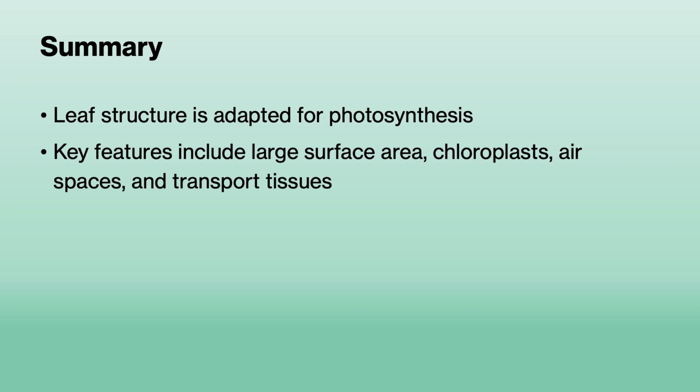In conclusion, the structure of a leaf is well adapted for photosynthesis. Features such as large surface area, many chloroplasts, air spaces, and a good transport system all help the leaf work efficiently.